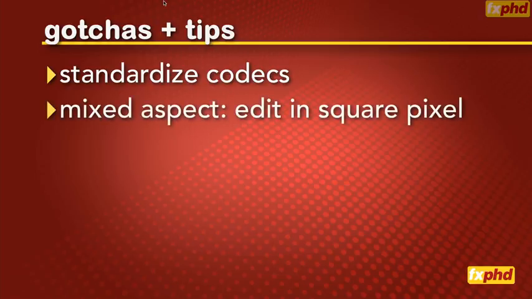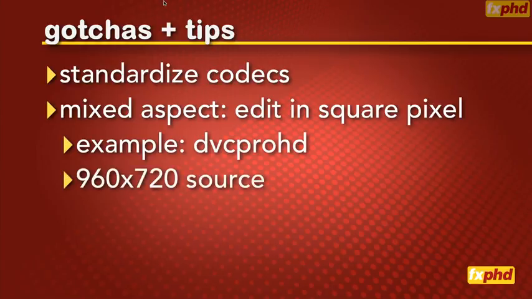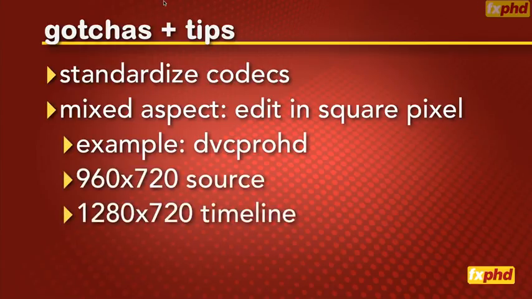And finally, for mixed aspect ratio, as we saw, DVC Pro HD, you could edit 960 by 720. Really recommend you go ahead and start editing in square pixel in Final Cut. It actually works fine if you set up a ProRes sequence. Again, we want to go ahead and work at 1280 by 720. There are enough bugs with the resize algorithms as it is. Why don't you just do it this way, and I think you'll be better for it.